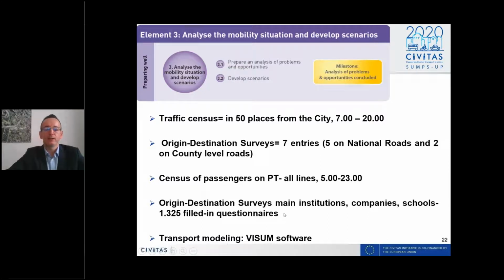We had distributed more than 2,700 questionnaires, and we have received back more than 1,300 questionnaires. And when it comes to transport modeling, we have used a Visum software, a special software dedicated to multimodal transport modeling.